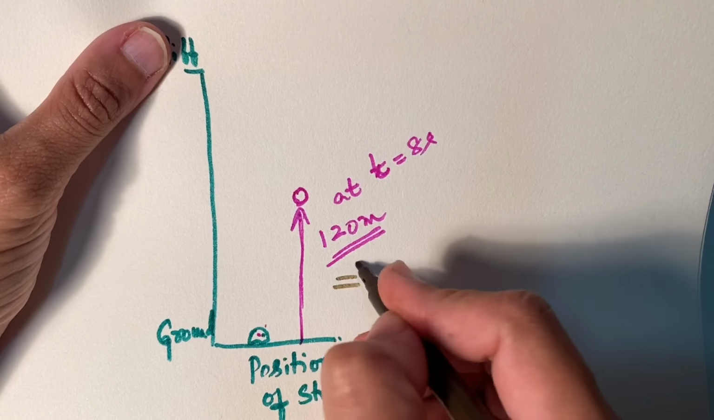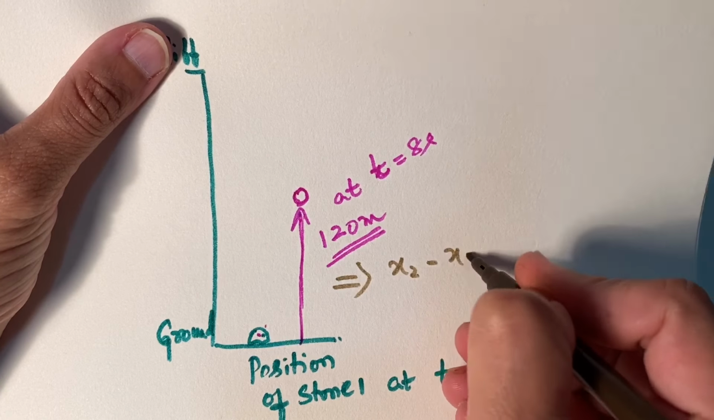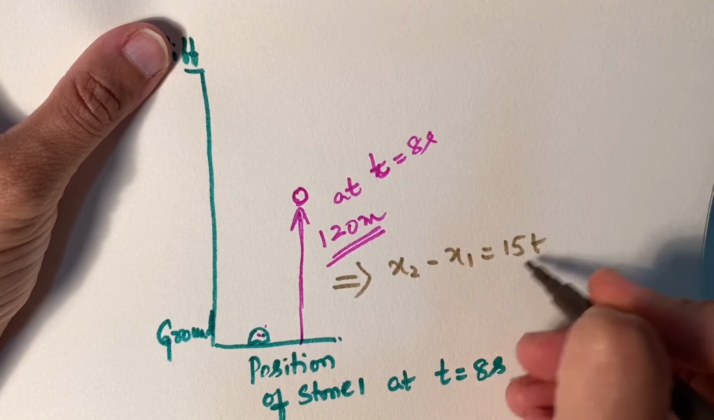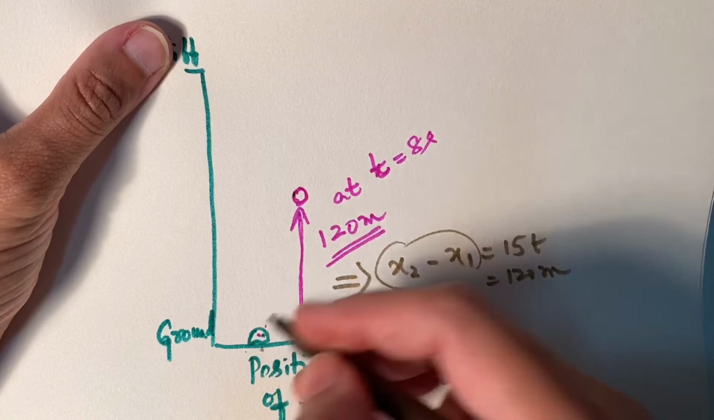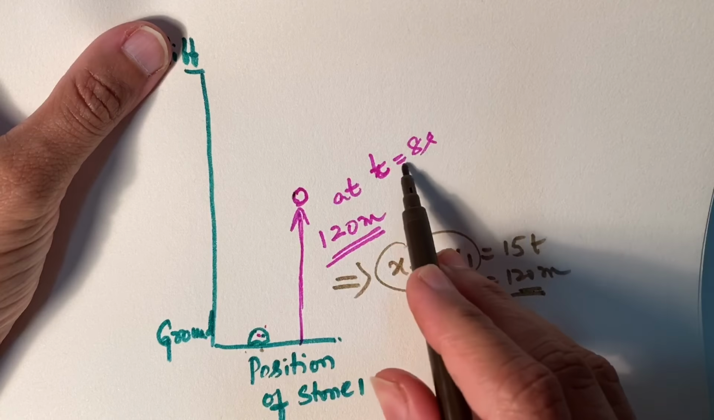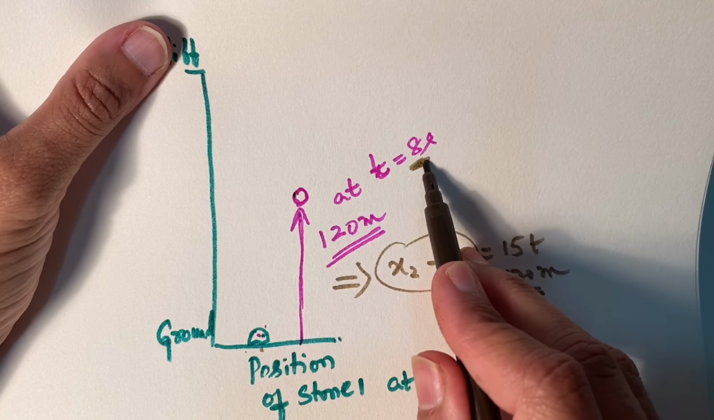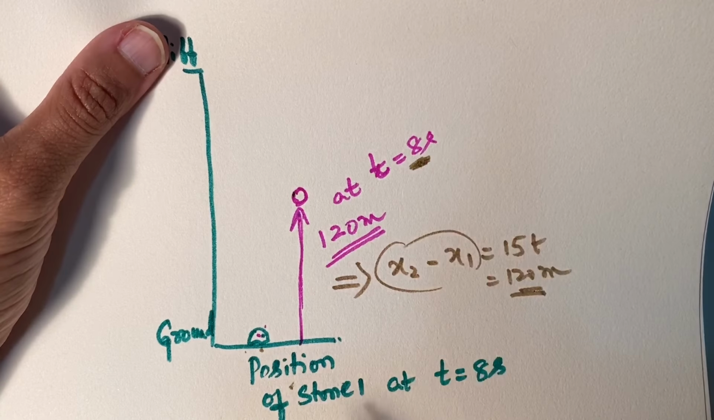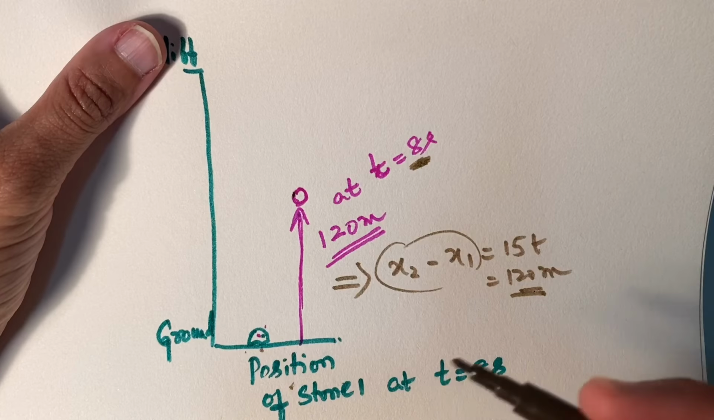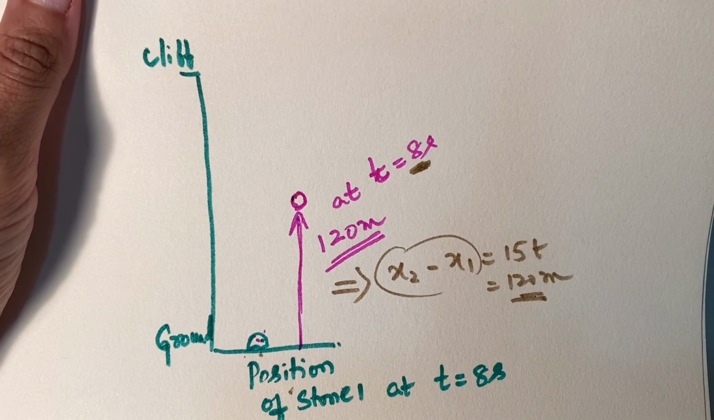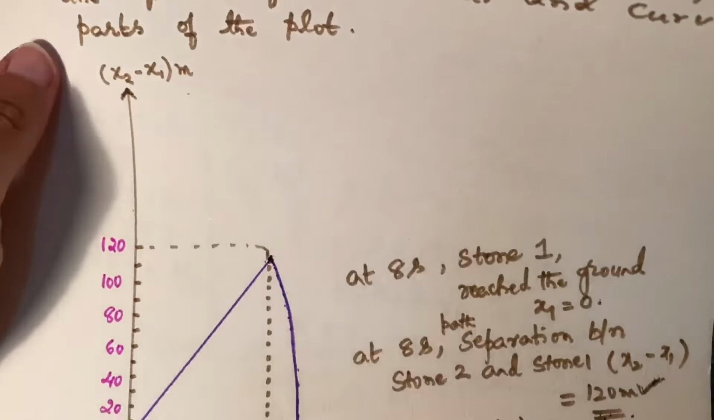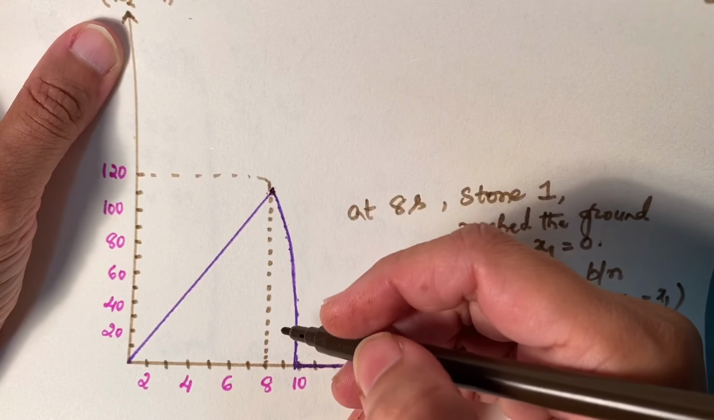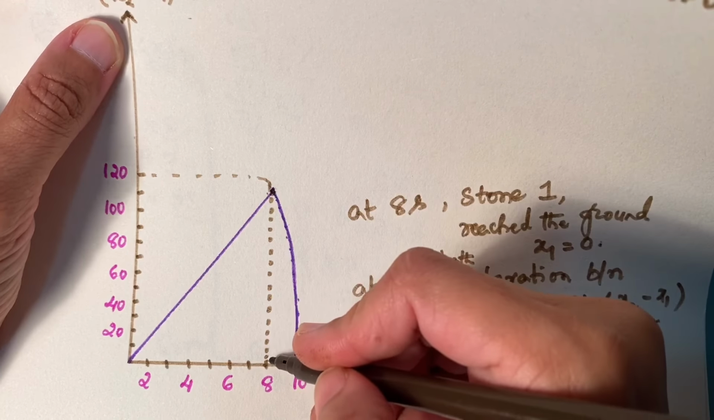So this is given by the expression x2 minus x1 is equal to 15 into t, which is nothing but 120 meters. So this difference in path between stone 1 and stone 2 was 120 meters when stone 1 had reached the ground already at 8 seconds. So after 8 seconds, you can even see the graph and understand what really happens. After 8 seconds, the motion of stone 2 is given by the quadratic equation that you already have. So you can just see what happens after 8 seconds.